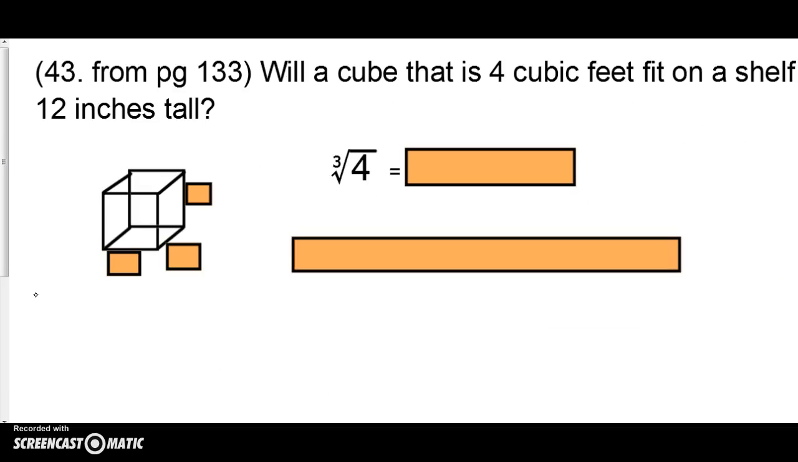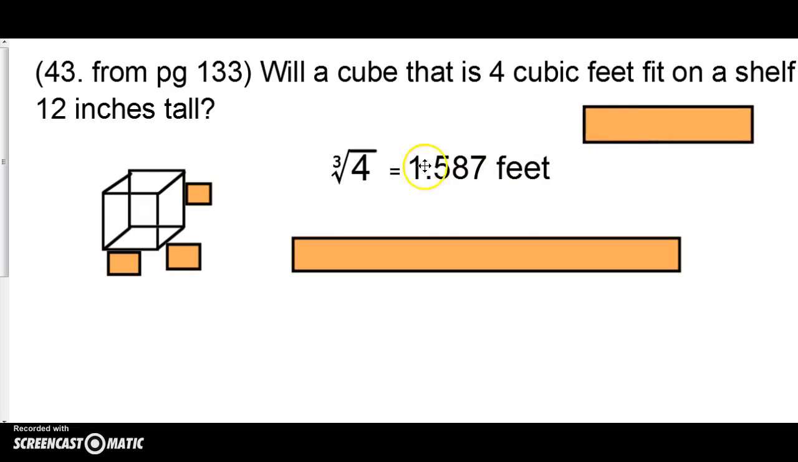All right, this is number 43 from page 133. It talked about having a container that is 4 cubic feet. Will it fit on a shelf that's 12 inches tall? So you would think, oh, cubic right away means the cubic root of 4, meaning the length times the width times the height. If this is my container and it holds 4 cubic feet, what must each side be? Because my volume is 4 cubic feet.